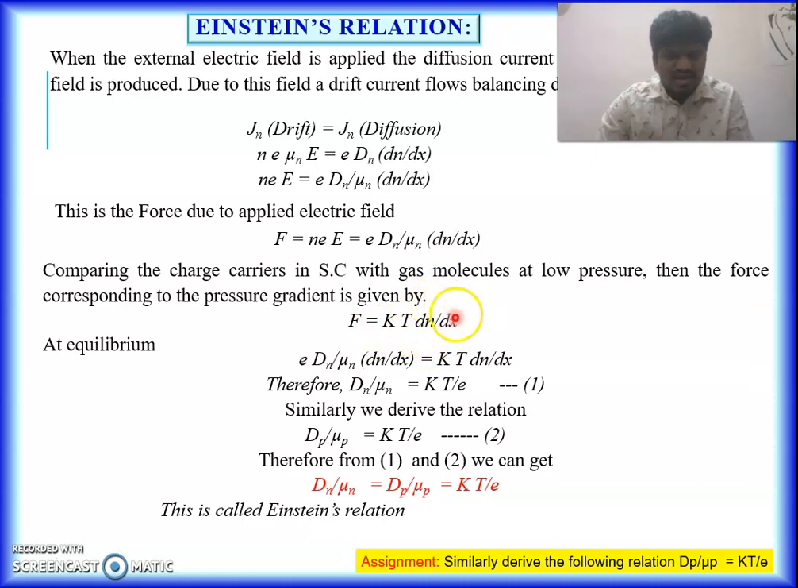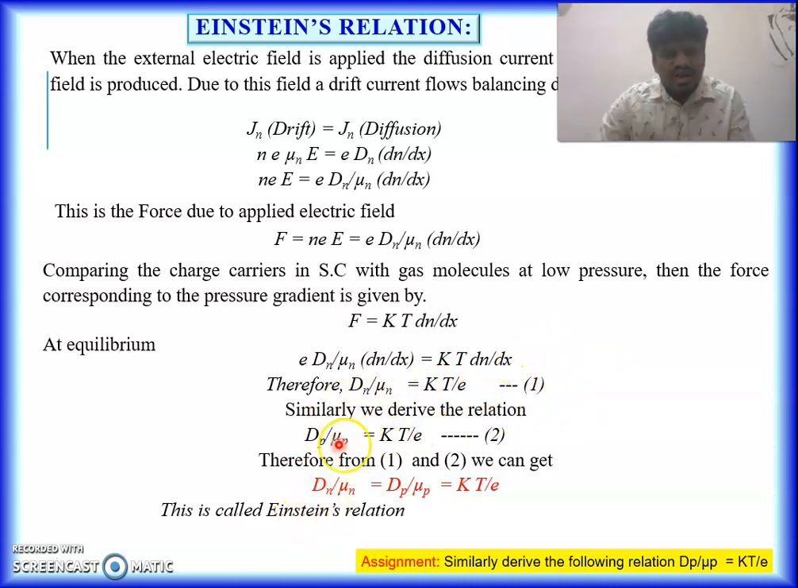That means this is a gradient of the charge carrier concentration. It indirectly gives pressure, so this pressure gradient you can define as F is equal to kT dn by dx. At equilibrium condition, these forces should be equal. Therefore, e Dn by mu_n into dn by dx is equal to kT dn by dx. By cancelling these two terms, we get Dn by mu_n is equal to kT by e. This is equation 1, the first relation of the Einstein relation.